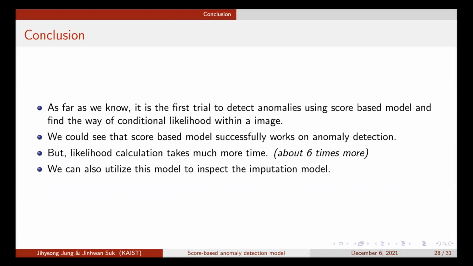As far as we know, it is the first trial to detect anomalies using a score-based model and find a way of conditional likelihood within the image. You could see that the score-based model successfully works on anomaly detection. But likelihood calculation takes much more time. We can also utilize this model to inspect the imputation model.